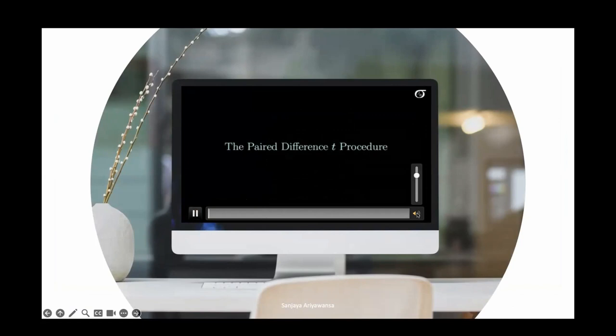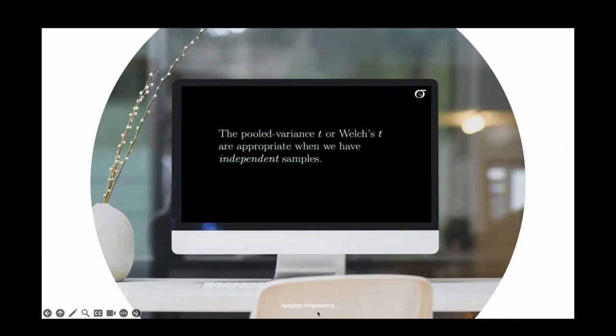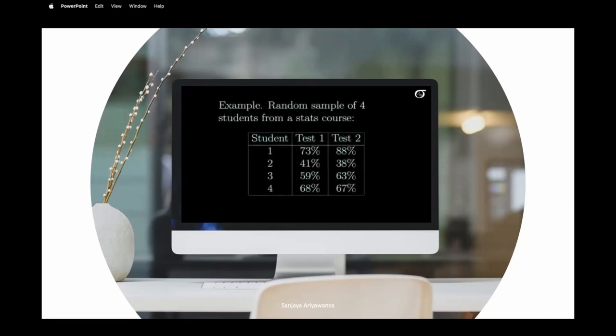Let's talk a little about the paired difference t procedure. Pooled variance t, or Welch's t, which we've discussed previously, are appropriate when we have independent samples, but not when we have dependent samples. Consider this example: 4 students randomly selected from one of my stats courses, and what I've done is taken these 4 students and got their measurements on the first test and the second test. So the point of interest here, one important point to note, is that this is 2 measurements on the same student, and this is 2 measurements on the same student. So we cannot consider these samples from test 1 and test 2 to be independent samples, since we have these 2 measurements on the same person.